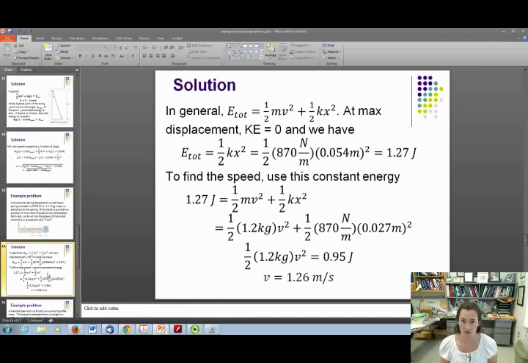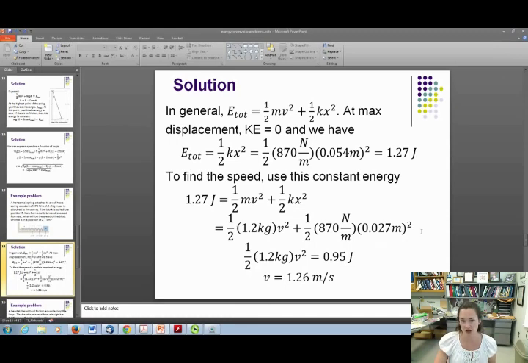At the later time, I know what my displacement is, okay? And I also know that I'm going to have kinetic energy at that time because it's at some midpoint, right? So I have 1/2 mv squared plus 1/2 kx squared equals 1.27 joules. I don't know what my speed is, but I can plug in for my mass, 1.2 kilograms, and I can plug in for the spring constant, 870 newtons per meter, and I can plug in for the displacement at that later time, which I know is 2.7 centimeters or 0.027 meters.